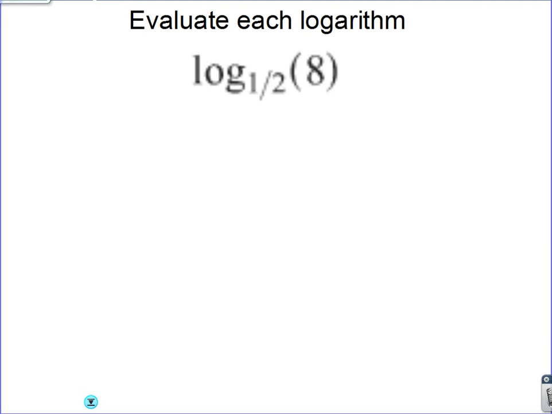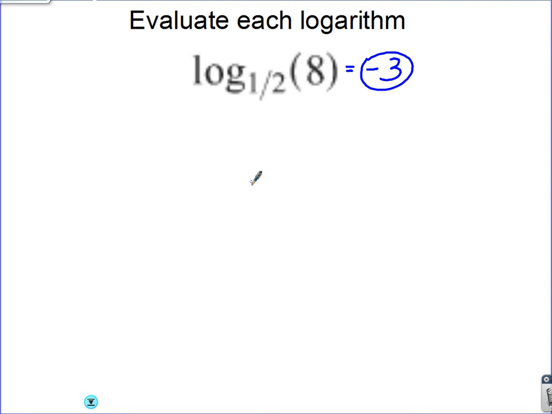Log base 1/2 of 8. And notice, again, this base cannot be 1. This base cannot be 0. It can be a half. We're saying to ourselves here, 1/2 raised to some power is equal to 8. Again, you're going to have to flip it, so it's got to be a negative power. That's going to take that 1/2 and flip it over and make it a 2. 2 raised to what power is 8?